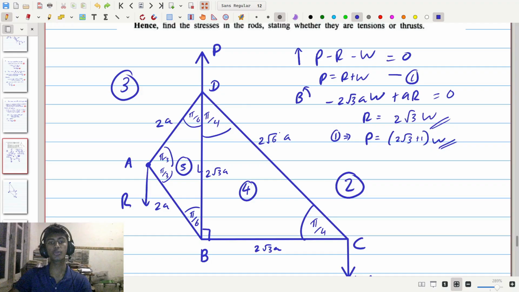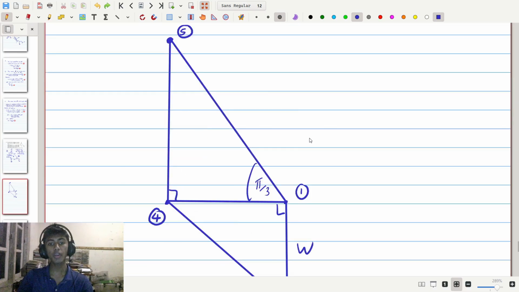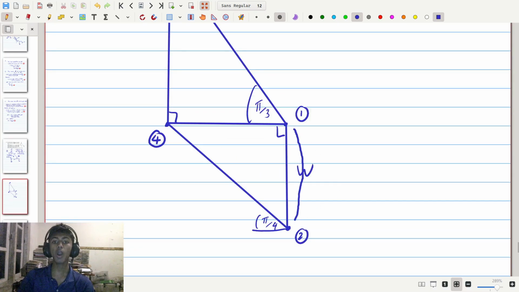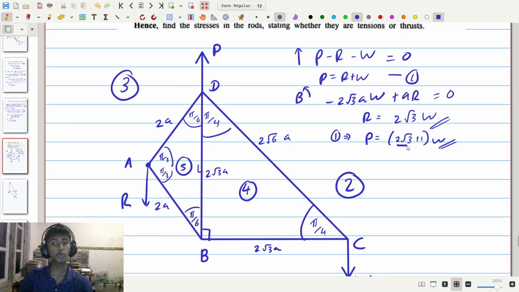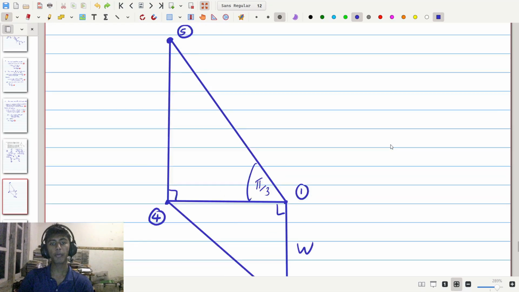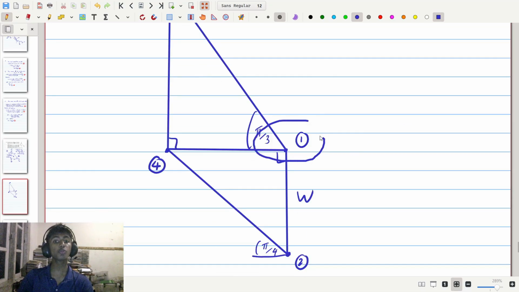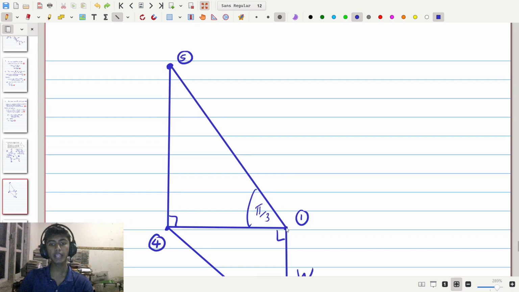But then after that, we need to go from region number 2 to region number 3, and going from 2 to 3, we can see we have to go across the force P, which is in the vertical upward direction with this magnitude. So going from 2 to 3, we have to go by 2 root 3 plus 1 W, and in the vector space we can go upward by a distance of W, which means that after that we need to go an extra distance of 2 root 3 W, and therefore the point corresponding to 3 must be 2 root 3 W distance above the point corresponding to 1, and therefore it must be vertically upward like this at a distance of 2 root 3 W.